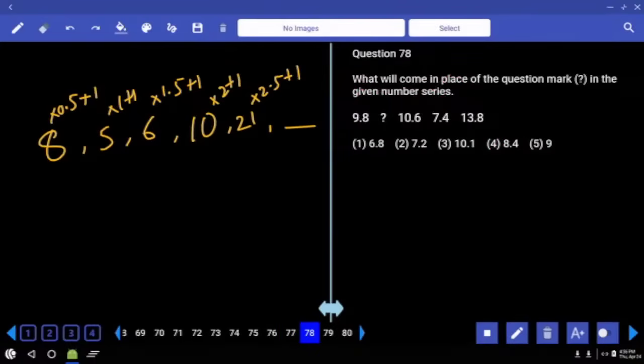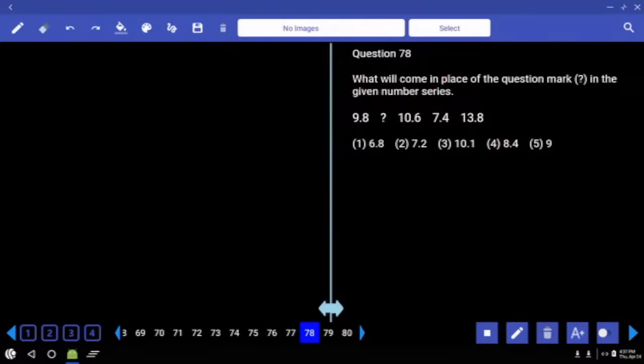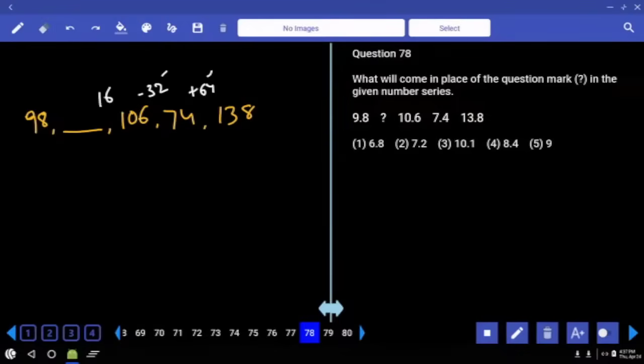77. Now 78, how to do 78? First there are decimals. Then you need to multiply the numbers with 10. 98, 106 and 74 and 138. Number increasing and decreasing. 106 and 74, what is the difference we have? 32. Now 74 and 138, how much? 64. 64, 32, 16, 8. Plus minus. 98 minus 8, 90. 90 plus 16, 106. And 90 is the missing number. 90 divided by 10, 9 is the answer choice.